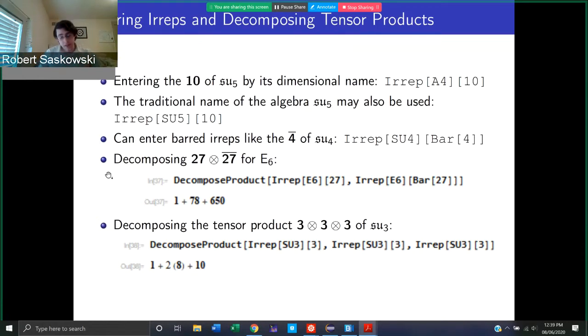Now, the decomposition of tensor products, as I mentioned in the previous slide, can be done via the DecomposeProduct command. So, for example, you feed in some irreducible representations that you specify. In this case, we're feeding in the 27 cross 27 bar of E6. And so what you do is you just feed in all of the representations that you want to decompose, and LieART quickly just spits out the answer. And you can put in any number of irreducible representations in the tensor product you want. As you can see here, I put in 3 and LieART handles it. You could put in 4, 5, 6 if you want, and LieART will take care of it.